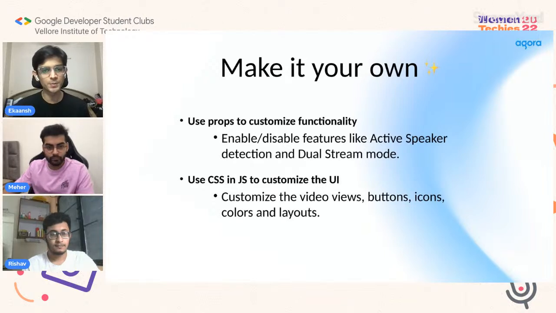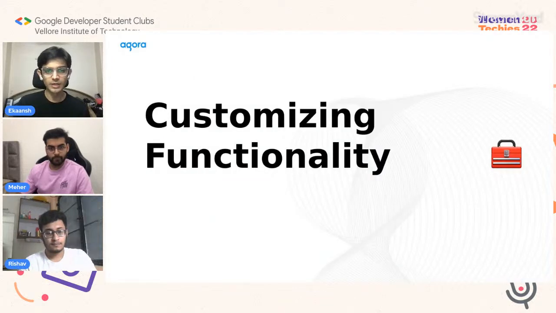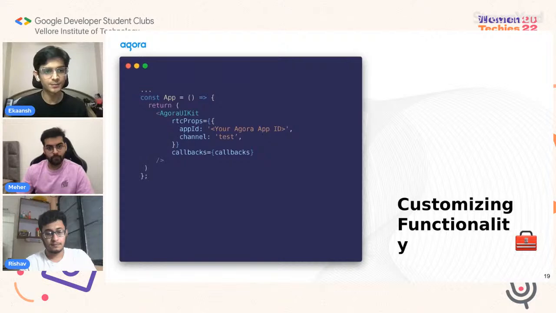So you can pass in props to customize the functionality of your video stream. For example, what I showed you was a video call example. You can convert that to a host audience example super easily without writing any extra code. And what's even cooler is you can pass in simple CSS to your JavaScript, and you can customize the overall look and feel of the user interface. So if I go to the next slide, let's take a look at how that's done.